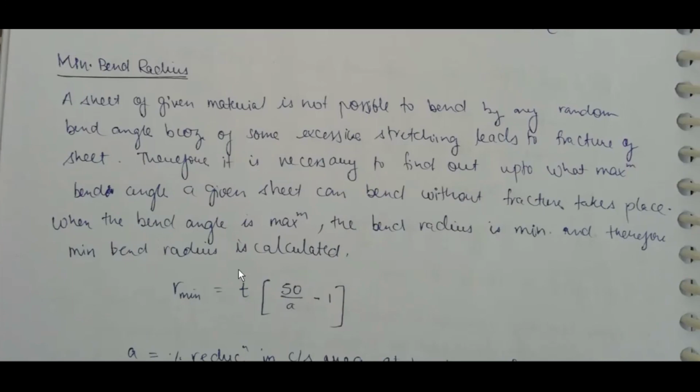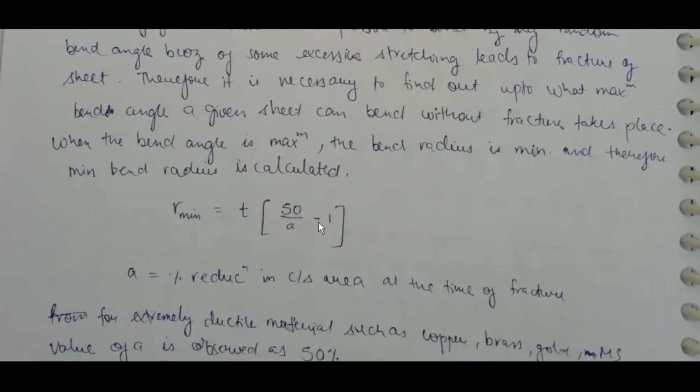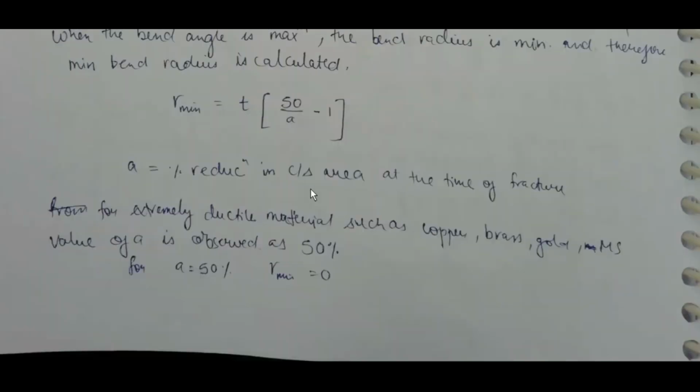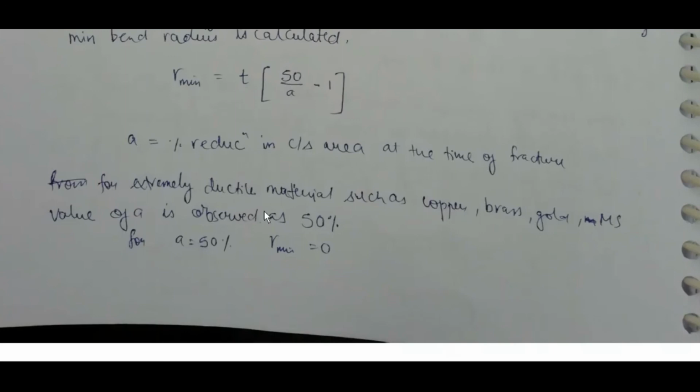R min is equal to T into 50 by A minus 1. A is equal to the percentage reduction in cross-sectional area at the time of fracture. For extremely ductile materials such as copper, brass, gold, and mild steel, the value of A is observed as 50%. For A equal to 50%, R min is equal to 0.